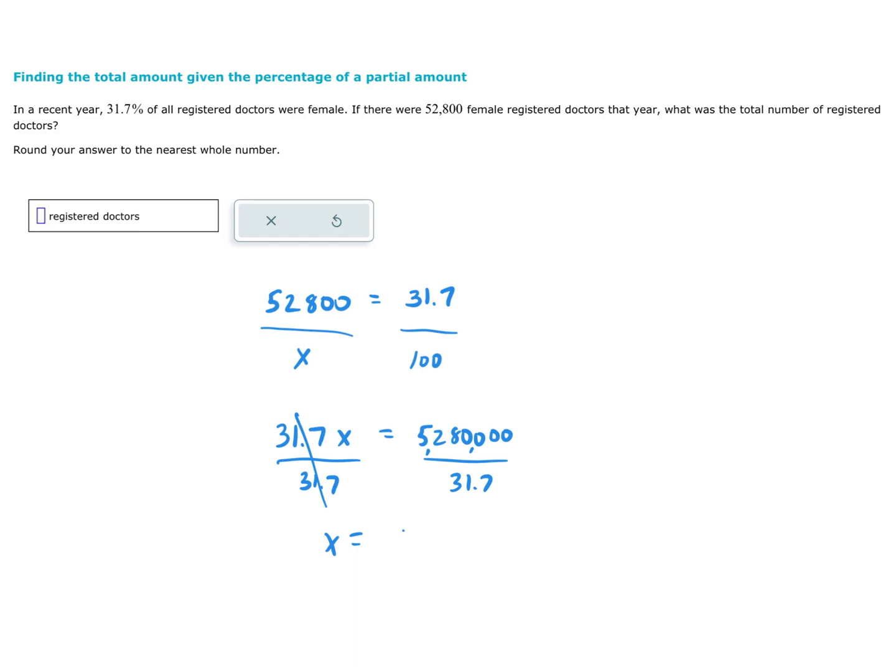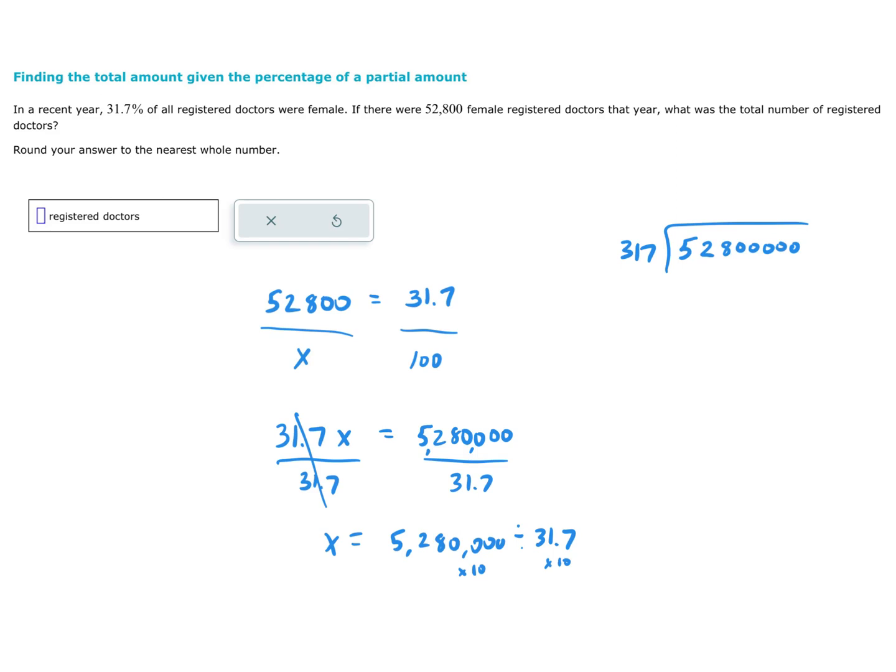So we have x equals 5,280,000 divided by 31.7. We still have a little bit more work because we need to multiply the divisor by 10 and the dividend by 10 so that we have a whole number divisor. Then we have not 5 million, it'll be 52 million now, 800,000, because we needed one more zero when we multiply by 10. The divisor is fairly easy: everything shifts to the left one spot, so we just have 317.